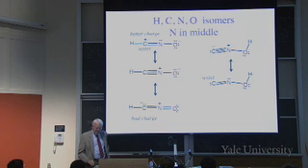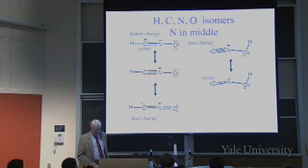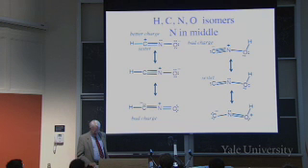Okay, and we can do this other one over here. Now we've got an octet on the carbon, but we got negative charge on the carbon. That's not such a great charge separation thing. Or we can do it this way, but again, we got bad charge.